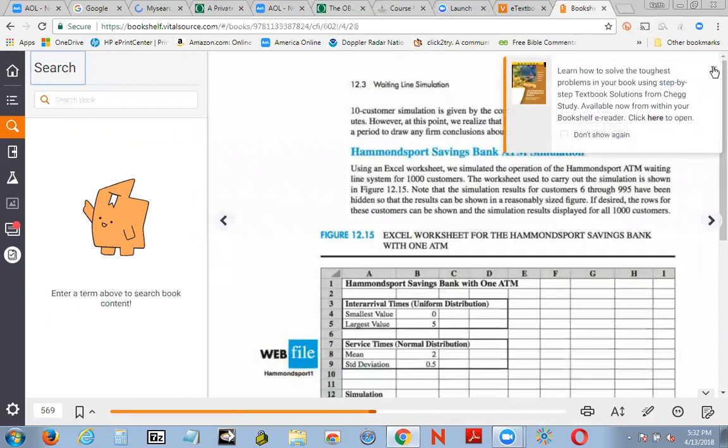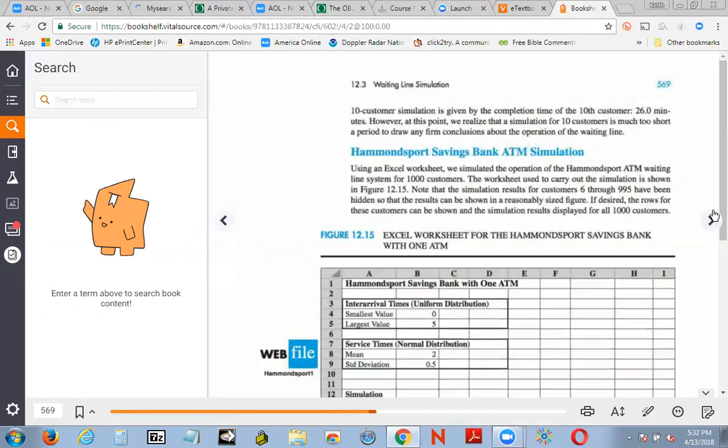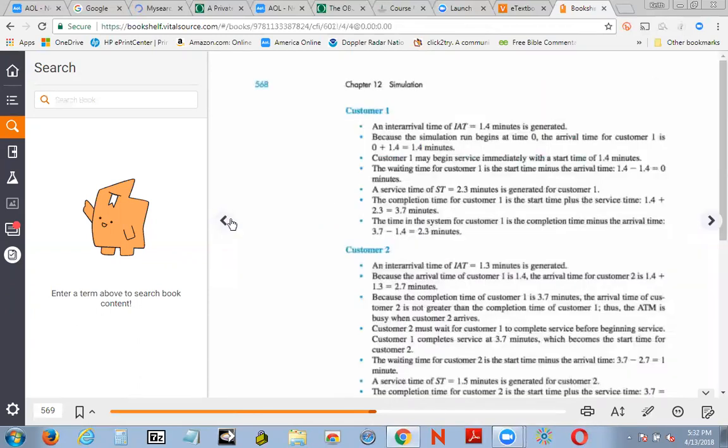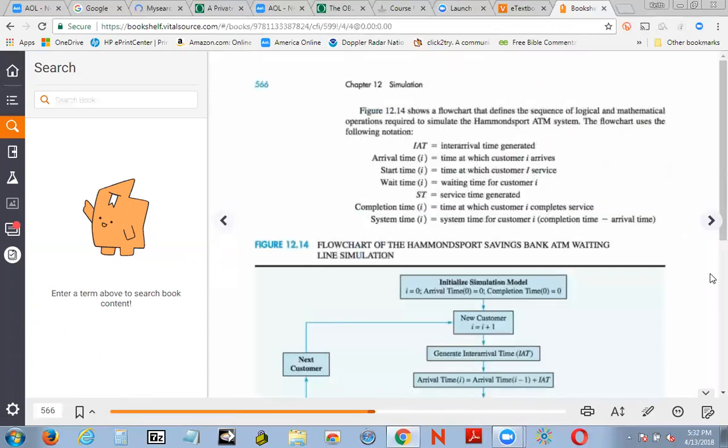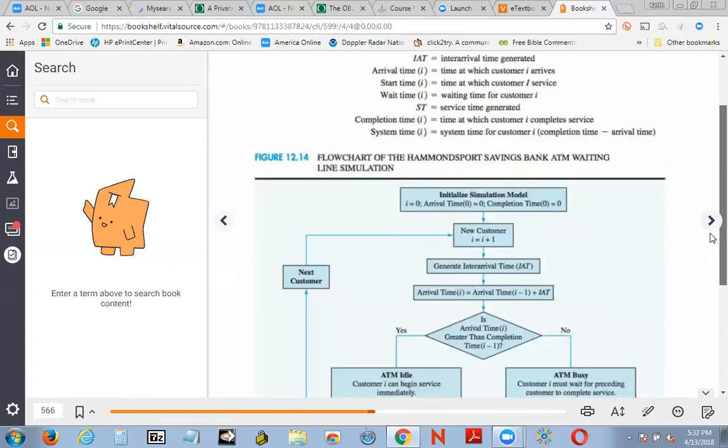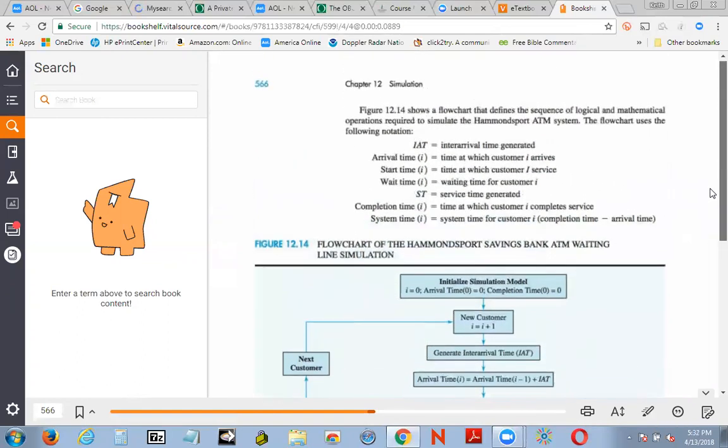And here we are. We're back over here at page 569. And this is Hammond's port 1, okay? And this deals with, we had looked at using simulated data, okay, to model arrival times. And this is for a savings bank with a single arriving time, all right? And here we're given the flow chart.